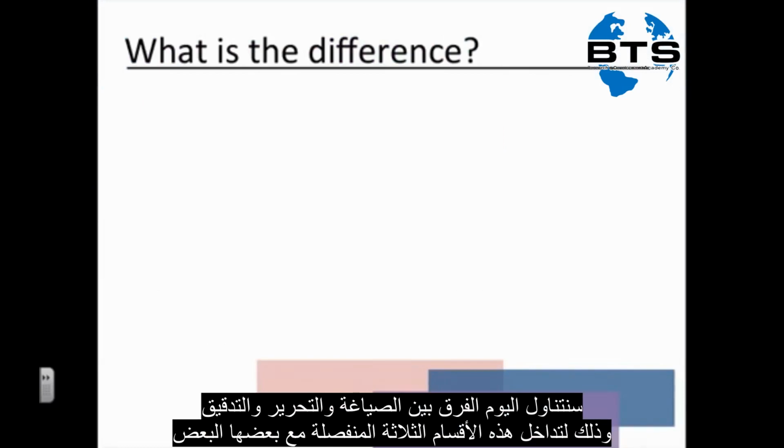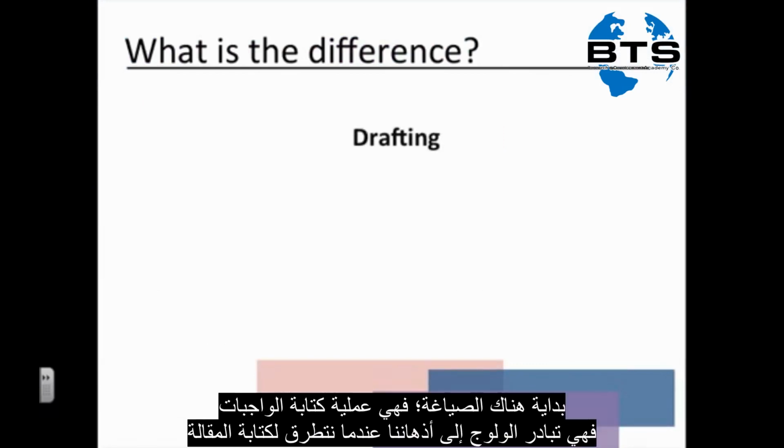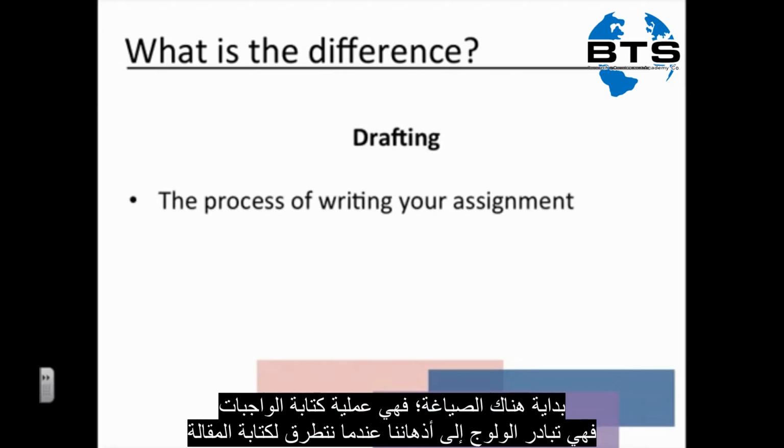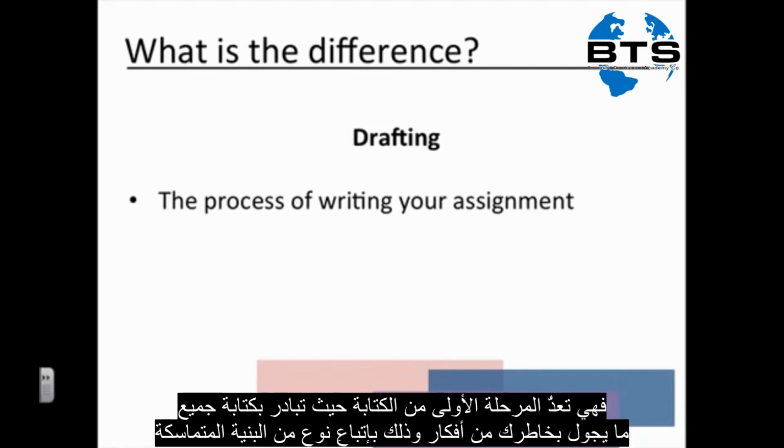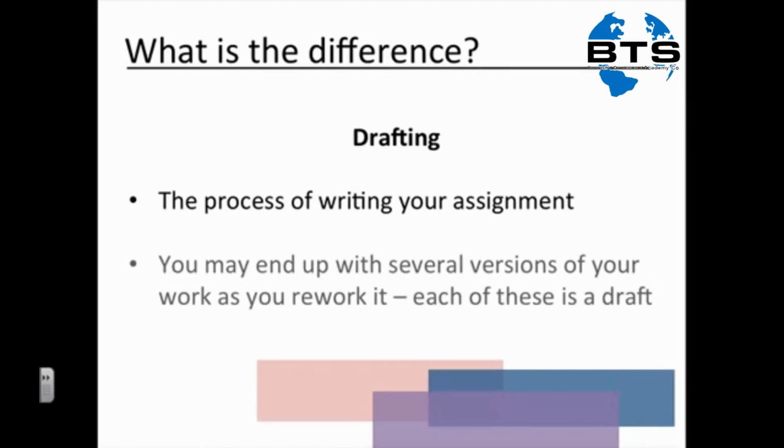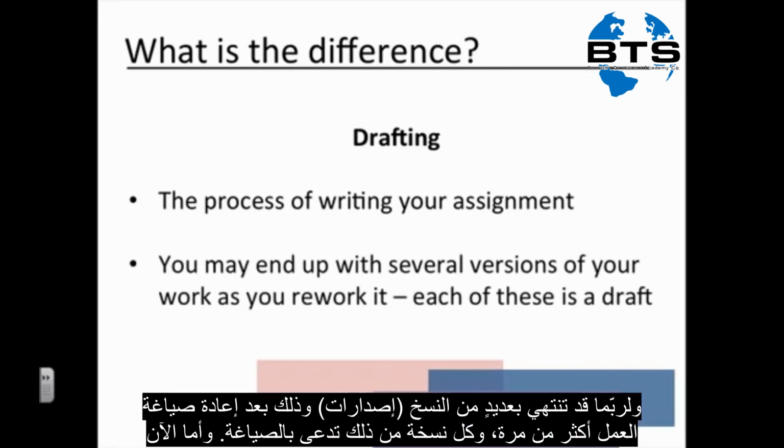So first of all then, what is the difference between drafting, editing and proofreading? Because they're three separate but interrelated processes. So first of all, drafting. This is the process of writing your assignment. It's often what we think about when we think about writing essays. It's that first stage where you're getting all your ideas down into some kind of coherent structure. And you may end up with several versions of your work as you rework it through the process. Each of these is a draft.